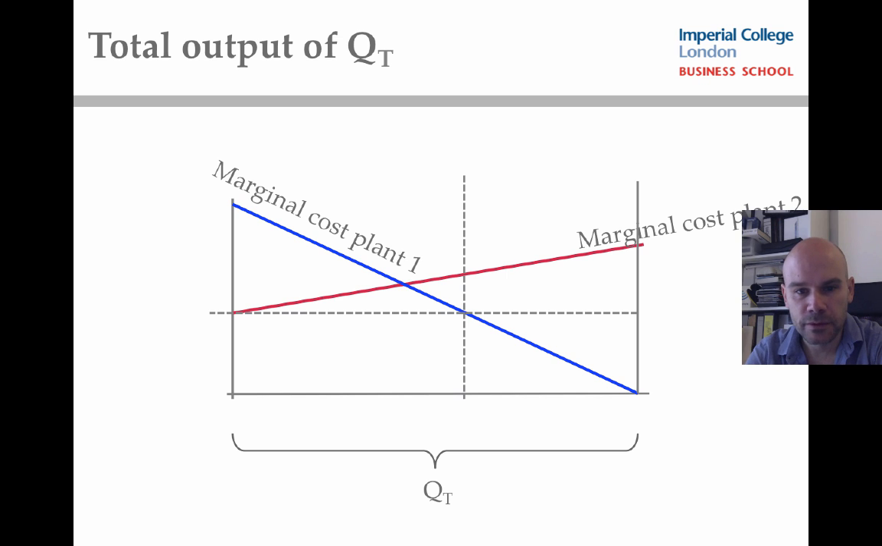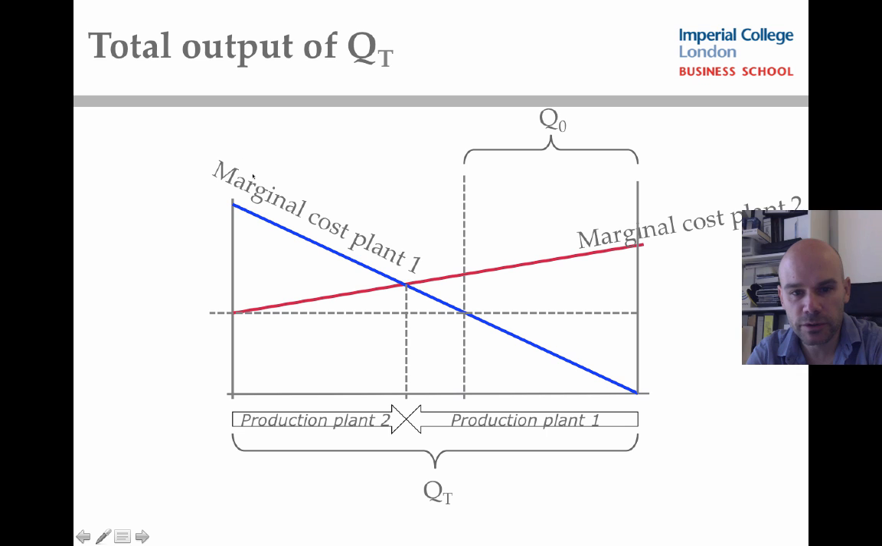And of course, we also have to check that the amount we are producing is not lower than this amount Q0 here, because if this would be the case, then we would only be producing in production plant 1. But in this particular example, that's not the case.